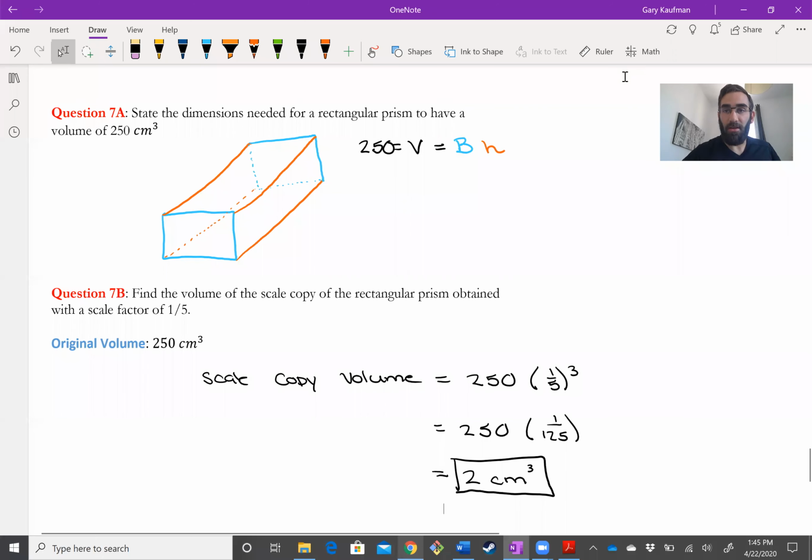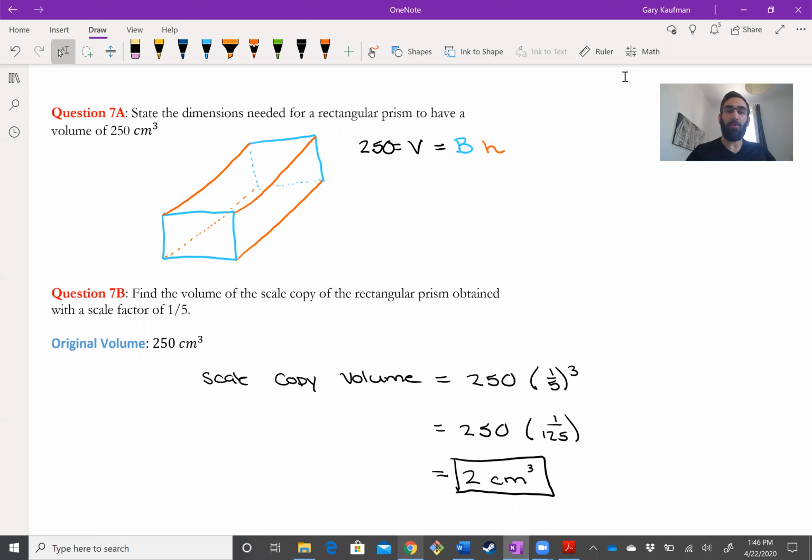I'll talk about 7a in a moment, but first 7b, we're doing with volume. So I'm multiplying by the scale factor 3 times. So it's 1/5 cubed, which is 1/125. Again, you might see that as being the same as dividing by 5 3 times. 250 divided by 5, divided by 5, divided by 5. That still gets you to 2 centimeters cubed.